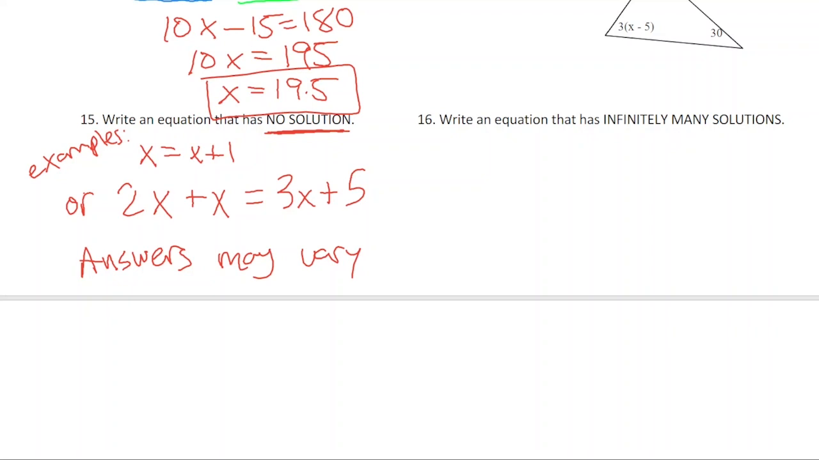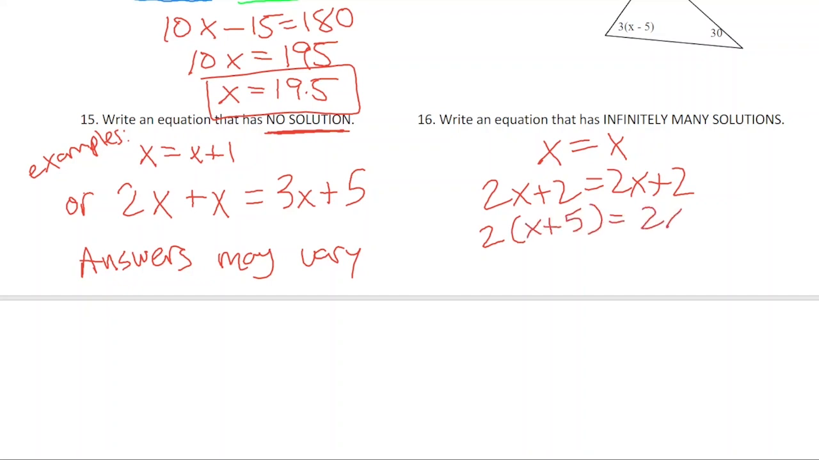To get infinitely many solutions, we need the exact same thing on both sides. So we can have something as simple as x equals x, or we could say 2x plus 2 equals 2x plus 2. Or if you really want to get crazy, you could do something like 2 times x plus 5 equals 2x plus 5 plus 5, or something like that. Where if you distribute and combine like terms, you'll see you have the same thing on both sides. So no solution means you get a false statement. Infinitely many solutions means you have the exact same thing on both sides, so you end up with a true statement.